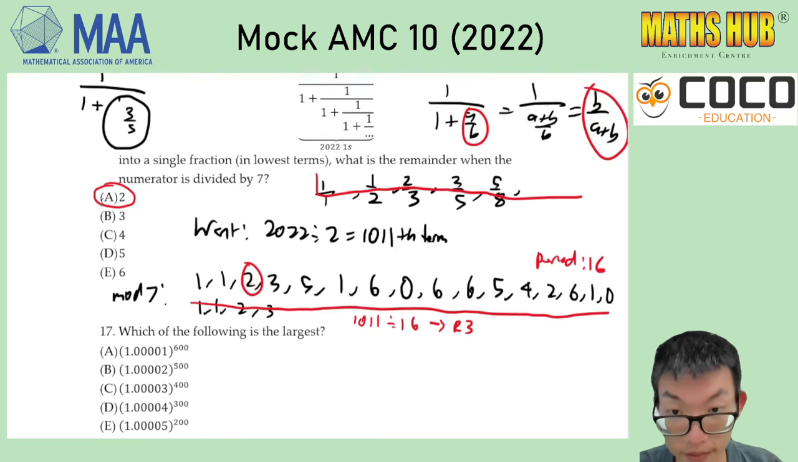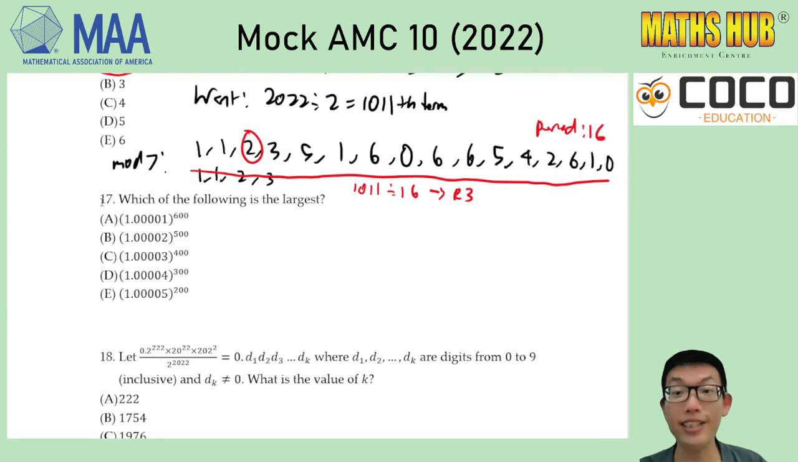Question 17. Which of the following is the largest? Which of the following is the largest? Now, in many cases for the AMCs and for many competitions, when you see a sequence of things where they ask you which is the largest or the smallest, you would tend to have the intuition that it should be the first one or the last one. Spoiler alert, that's not true here.